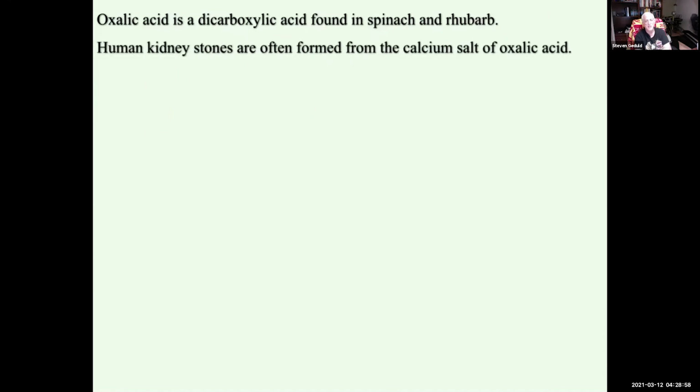Oxalic acid is a dicarboxylic acid found in spinach and rhubarb. Human kidney stones are often formed from the calcium salt of oxalic acid.